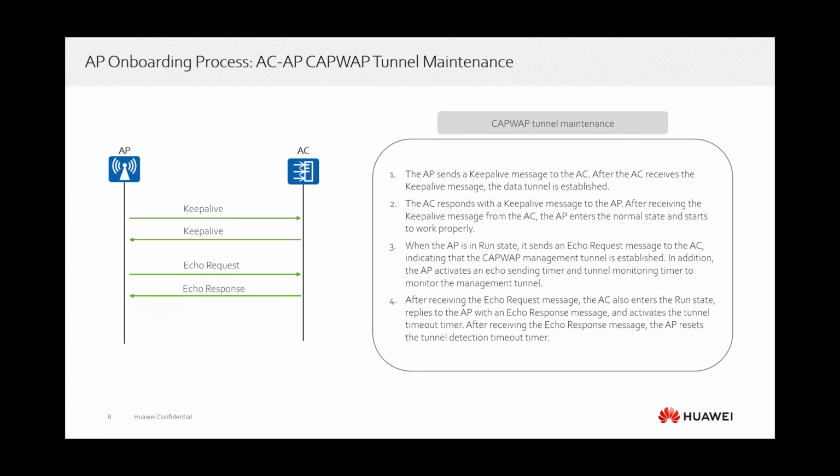The AP starts the timer to send keepalive and echo messages and starts the tunnel detection timeout timer. If the AP receives keepalive and echo messages within a specific period, it resets the timeout timer. Otherwise, it determines a message timeout.